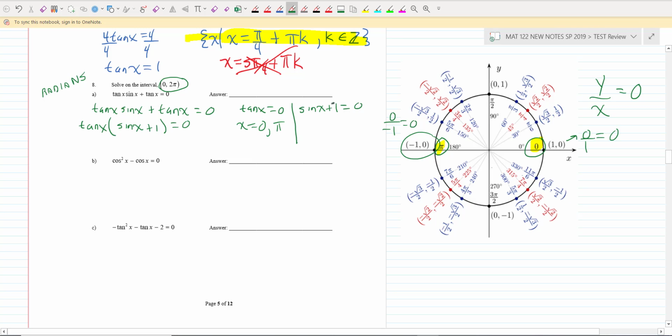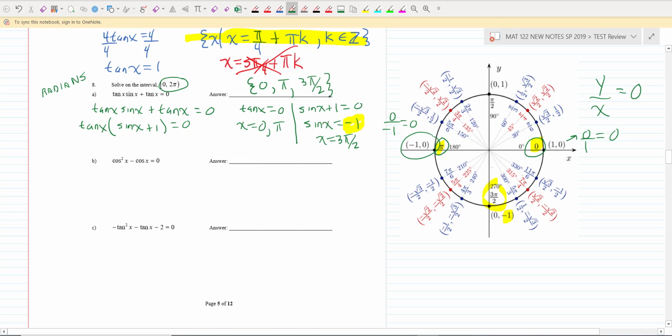Okay, the next one, you want to subtract 1 from both sides, so you would get sine of x equals negative 1. So now the question is, where is the sine negative 1? It only happens in one place, and that's at 3 pi over 2. Okay, so it looks like you've got 3 answers to this problem. So I'm just going to put this in a set brace. It doesn't matter what order they're in: 0, pi, and 3 pi over 2.